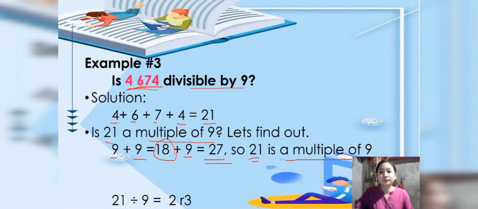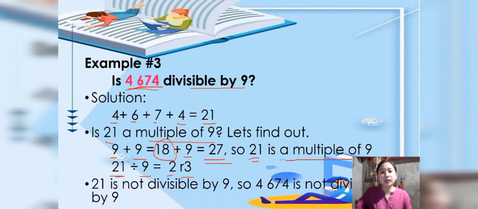So, 21 divided by 9, the quotient is 2, remainder 3. There is a remainder. So meaning to say, 21 is not divisible by 9. So, 4,674 is not divisible by 9.